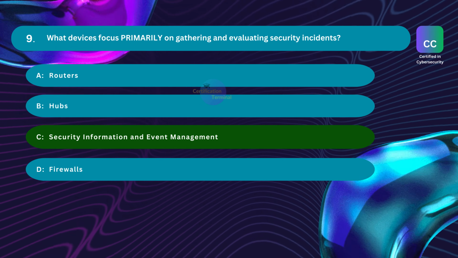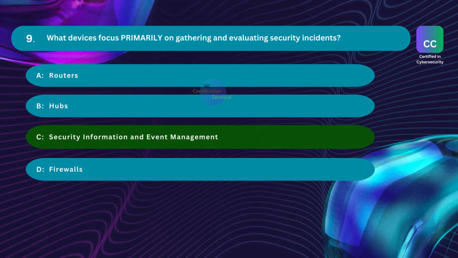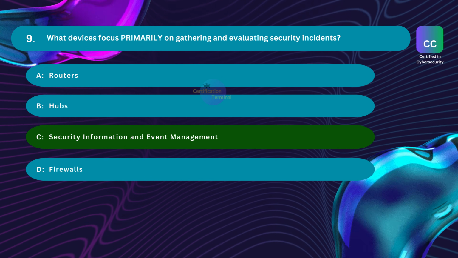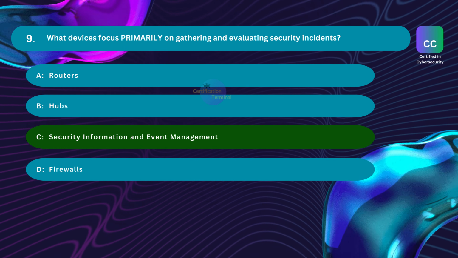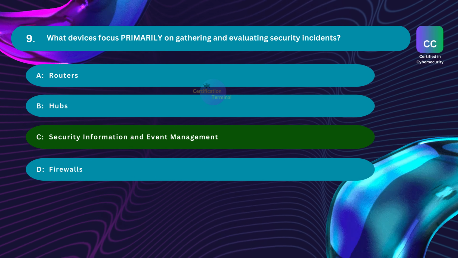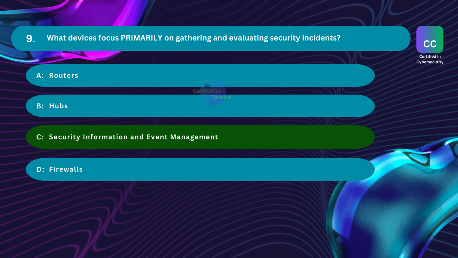Option D, firewalls, is incorrect. Firewalls are network security devices designed to monitor and control incoming and outgoing network traffic based on predetermined security rules. They act as a barrier between trusted internal networks and untrusted external networks, like the Internet.